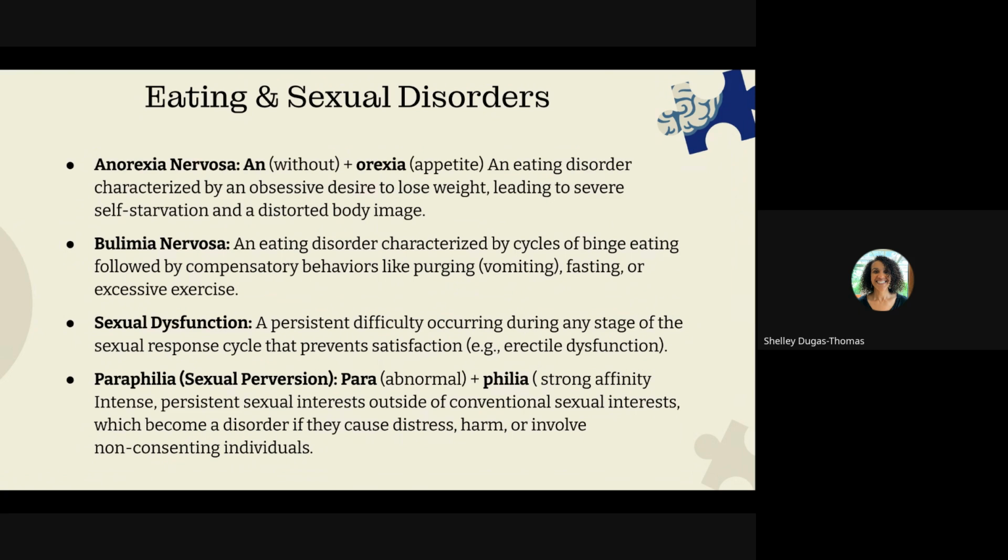So then we have eating and sexual disorders. Anorexia nervosa, if we include the "an" without in front of orexia, which is appetite, this implies an actual stopping of eating. So when you join that with nervosa, it implies a psychological condition of the origin of not eating. Bulimia nervosa is binge eating followed by purging behaviors. Paraphilia is para, abnormal or apart from, plus philia, affection and affinity for abnormal sexual attraction patterns.